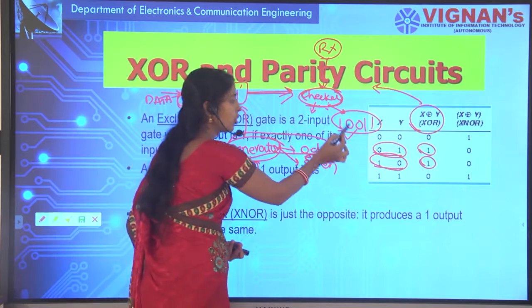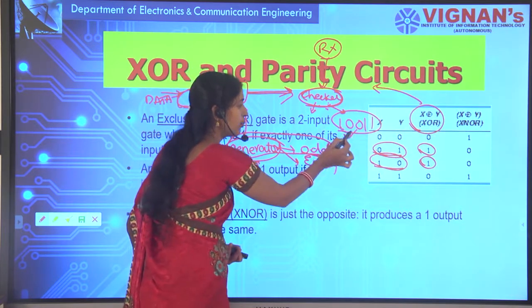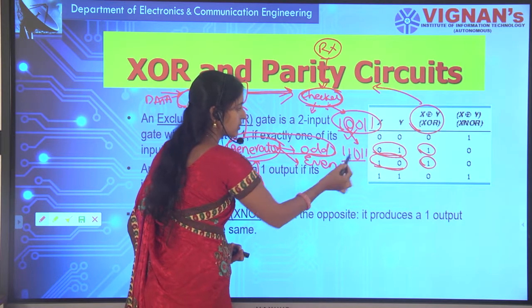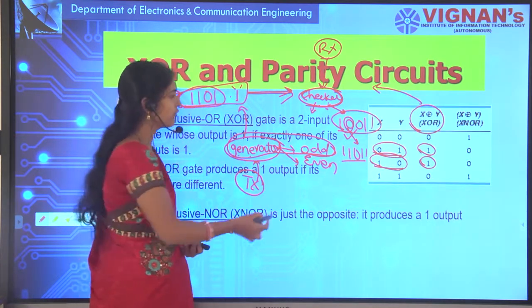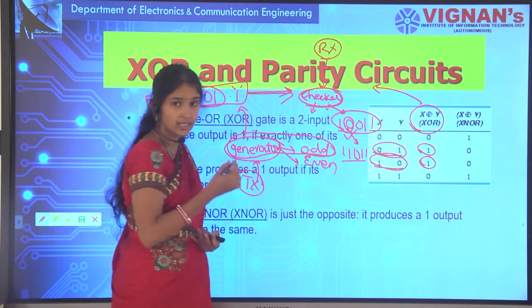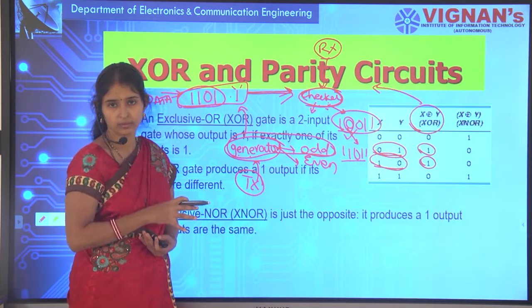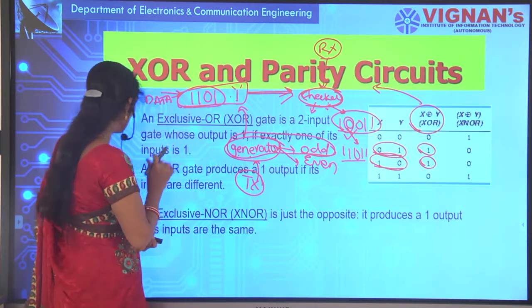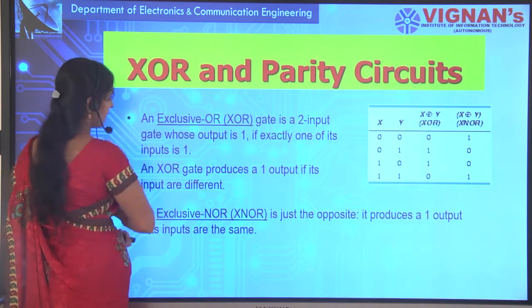If an odd number of bits are not there, if any one bit has been changed, like 1 1 0 1 1, something like this, it indicates that there is an error. There is an error present in the data. So that is the main application of parity generators.